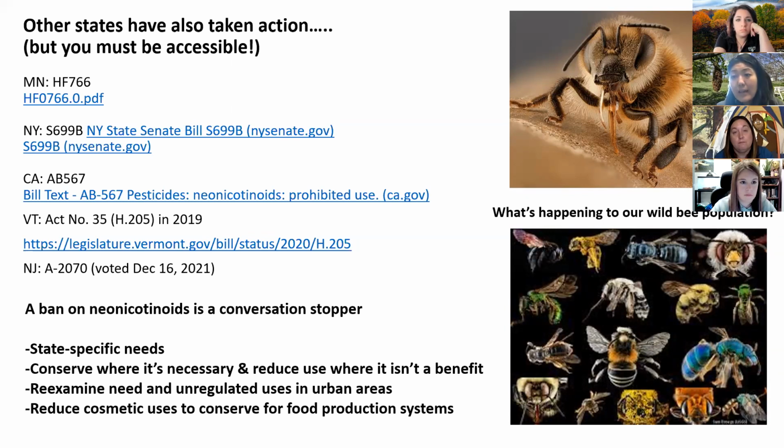We cannot do that as a strategy. It has to be state specific. We have to conserve the chemicals where it's necessary for food production and reduce use where it's not a benefit. We should re-examine them and their uses in urban areas and really promote the reduction of pesticides used for cosmetic purposes, so we can conserve the tools that we need for food production. That's it.